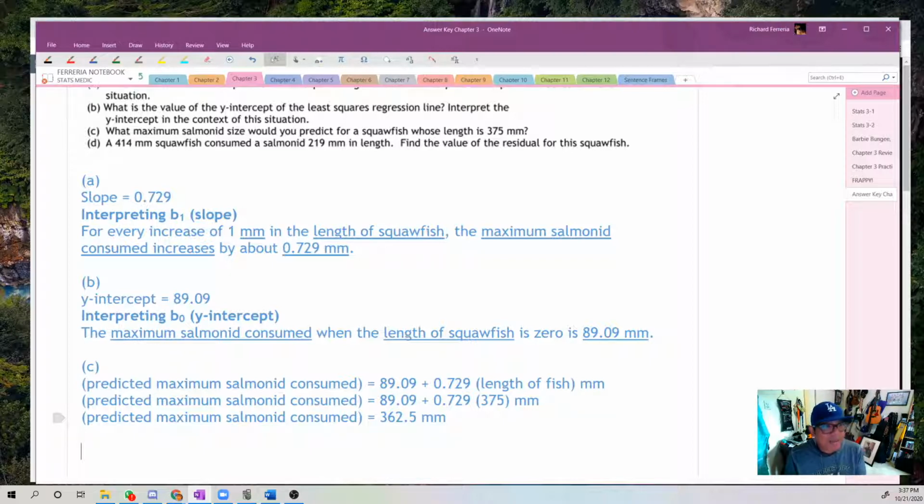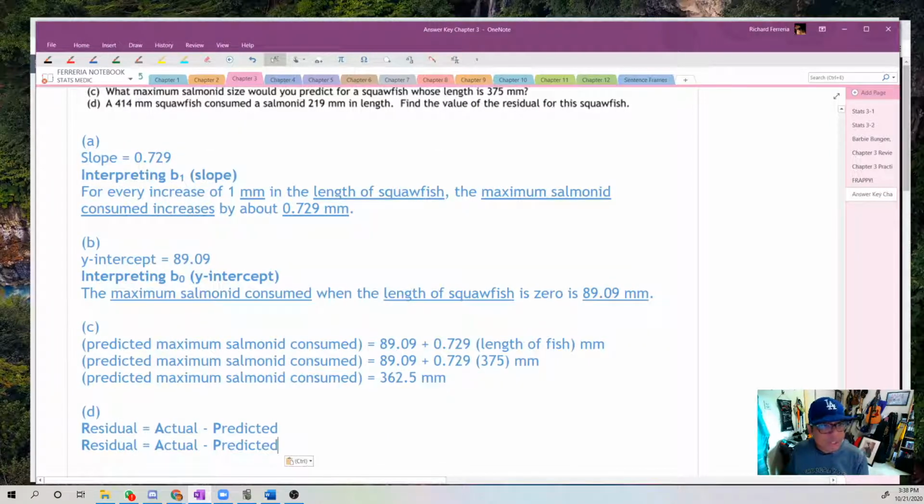So letter D, it looks like the residual question. We've got a 414 millimeter squawfish consuming a 219 millimeter salmonid. So find the value of the residual for this squawfish. Our equation is residual equals actual minus predicted. We know that the squawfish actually consumed a salmonid that's 219 millimeters in length, so we'll place that with 219. And now we just have to find the predicted. Just like before, the predicted is just the mathematics of the least squares regression line. We'll do that real quick.